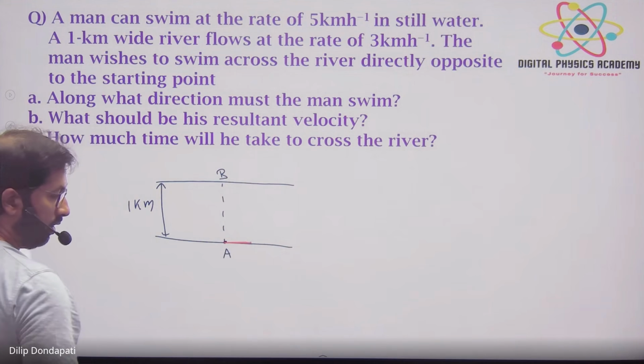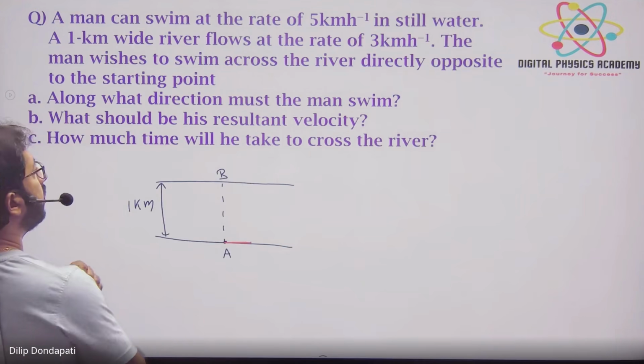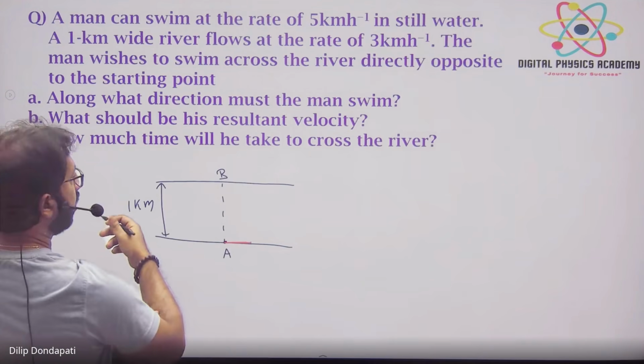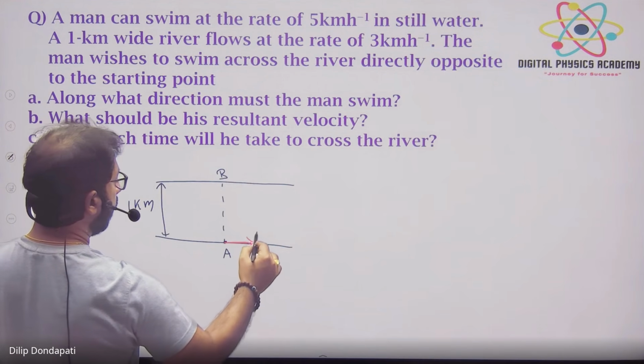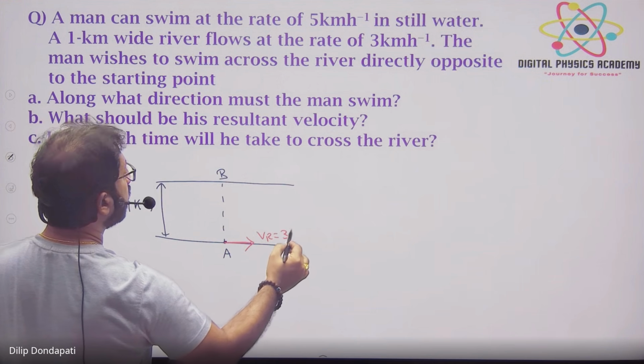So we'll get 37. With respect to river flow is 37? No, that's the direction. We have the direction, right? 37, and with respect to river it is 127. So they have given it as 3 kilometers per hour.